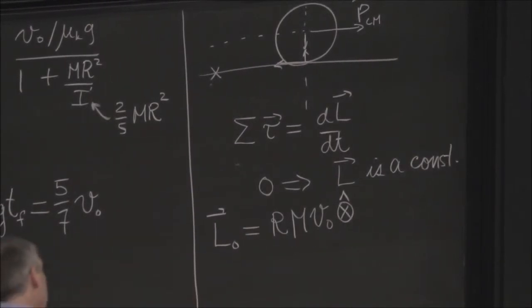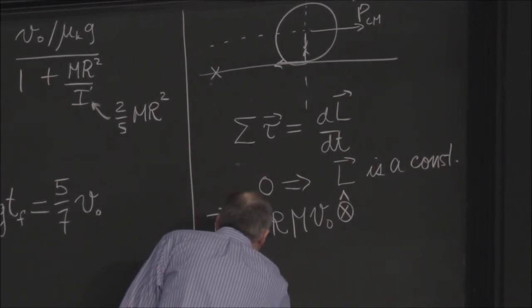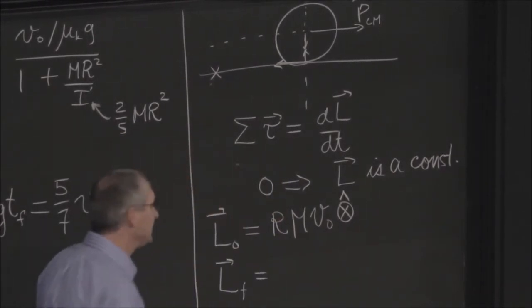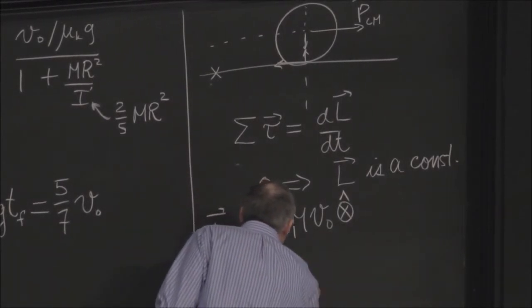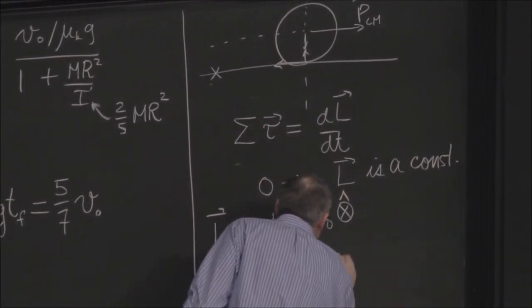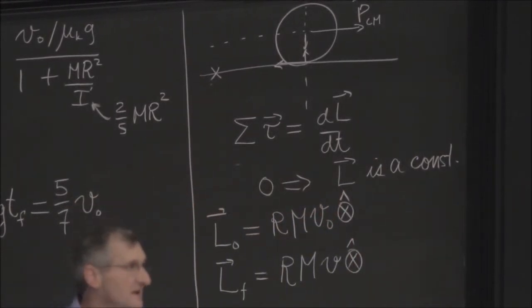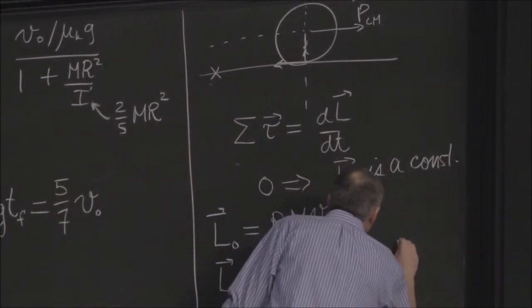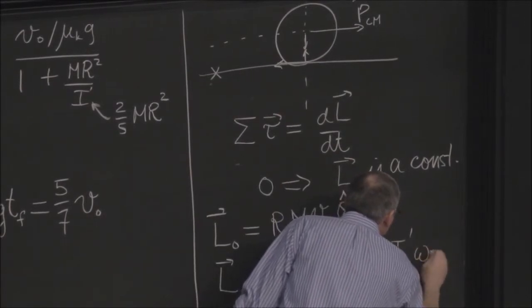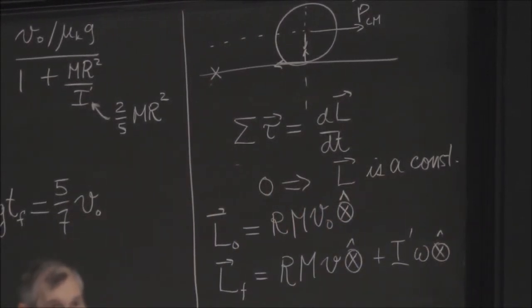The final angular momentum will be the same thing, except it's moving at a different speed. Its radius hasn't changed, its mass hasn't changed, still moving to the right, so it still has orbital angular momentum into the board, but it now has some spin angular momentum, and that also is into the board.